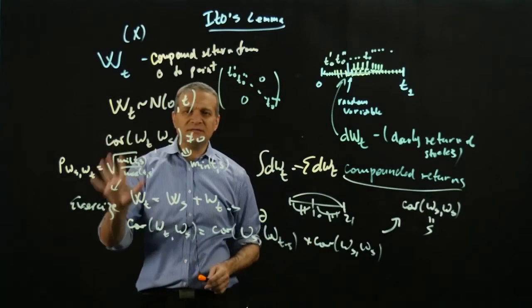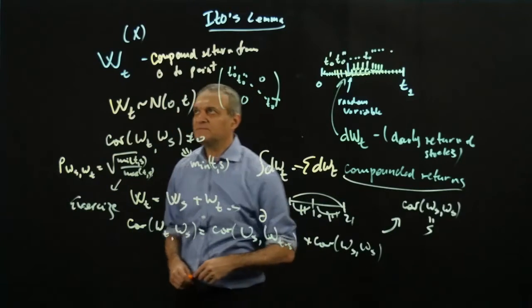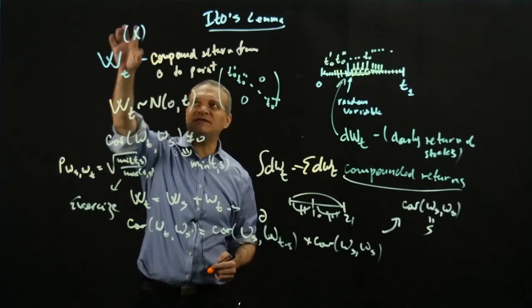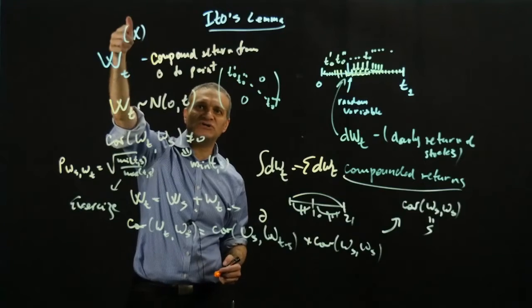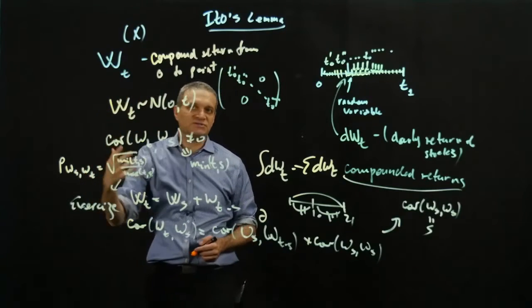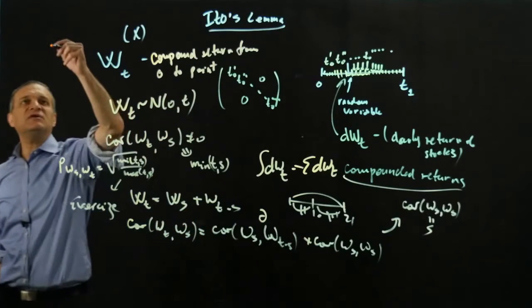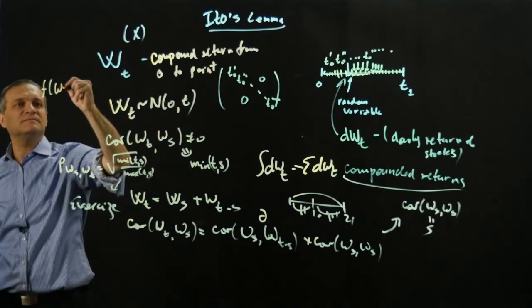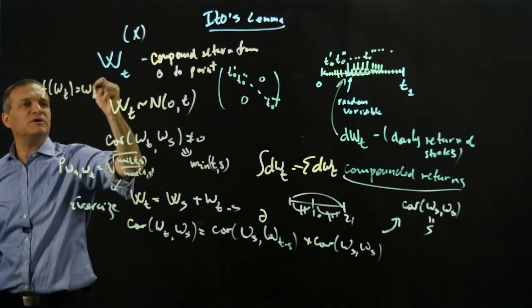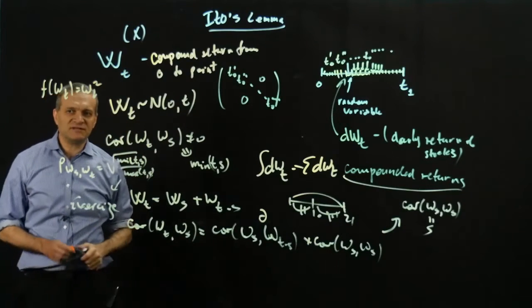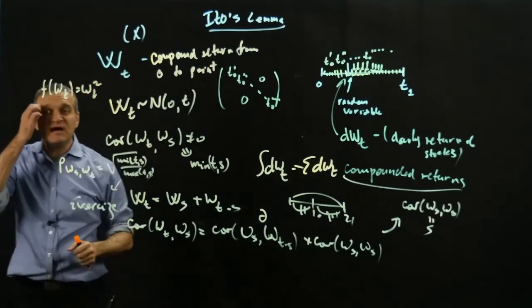Now this is about W_T. W_T is actually going to correspond to the function x. It's actually its compound returns that correspond to the function s. Now, how do we derive that? Say you have a function f of W_T equals W_T squared. How do we derive d of W_T squared?